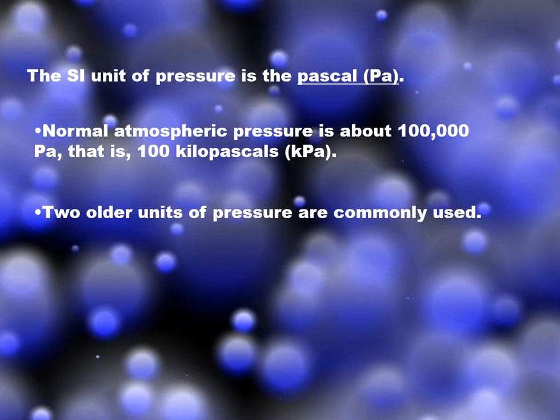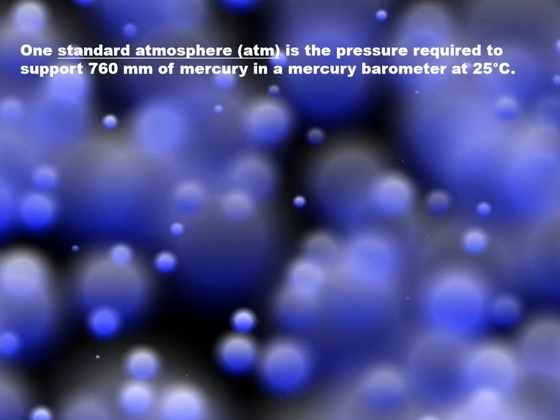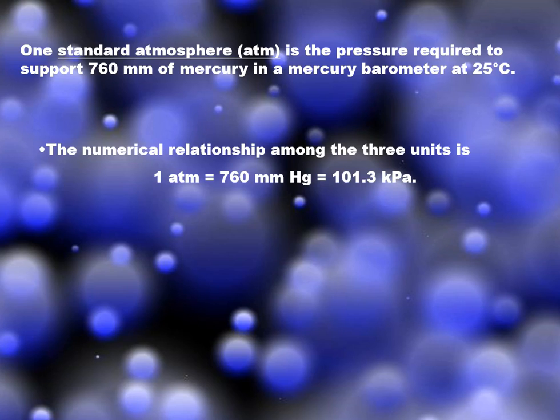We have two older units of pressure that we commonly use, and we use these more in chemistry than anything else: millimeters of mercury and atmospheres. That's abbreviated ATM. It's not an atom, but an atmosphere. Millimeters of mercury, because you're actually measuring how high that mercury goes in a mercury barometer. So one standard atmosphere is the pressure required to support 760 millimeters of mercury in a mercury barometer at room temperature, or 25 degrees Celsius.